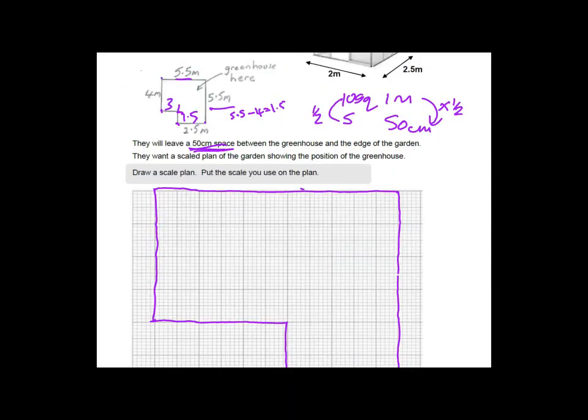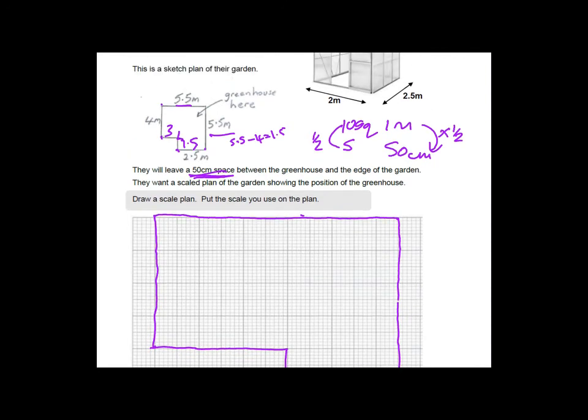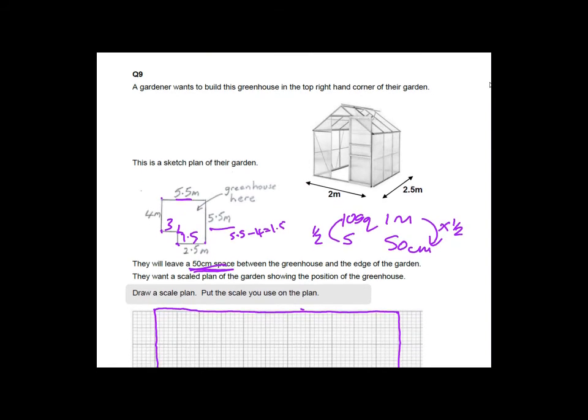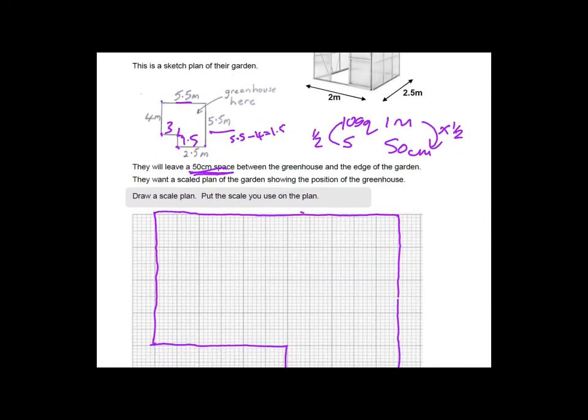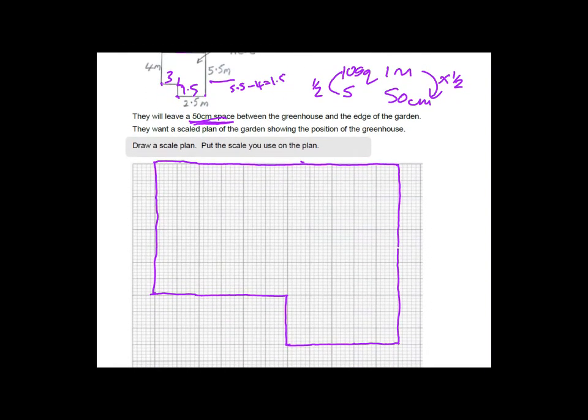Now we've calculated the gap we need between the garden wall and the shed, let's have a look at where we need to place it. If we go back to the top of the question, you can see the gardener wants to build the shed in the top right. So we need to be putting our shed in the top right-hand corner. So now if we go back to our diagram, and we put our gap of 5 squares from the top right, we count 5 down and 5 across. So that's our 50 centimetres. Then this is going to be the top corner of our shed.